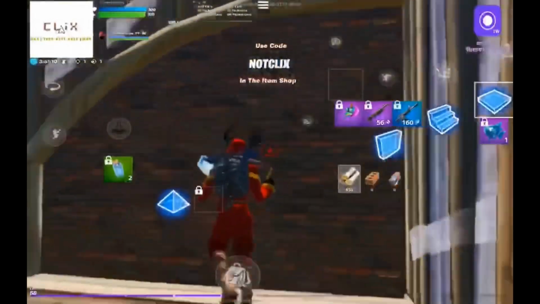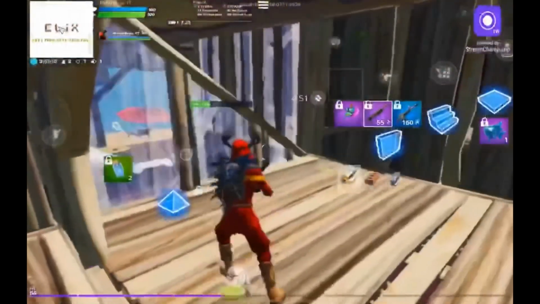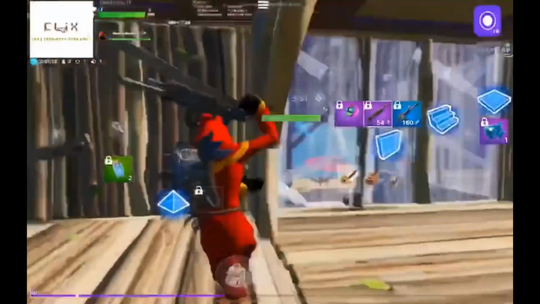In this video I'm going to be discussing how you guys can become a smoother Fortnite mobile player when it comes to aiming, building, editing, and all-around movement in Fortnite Mobile.